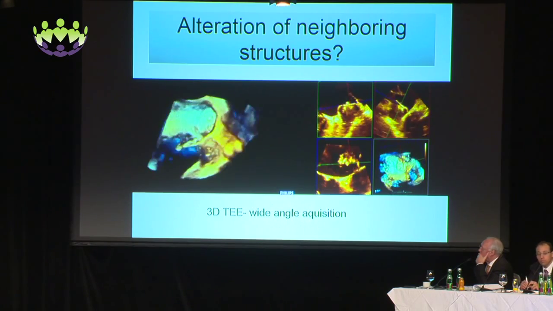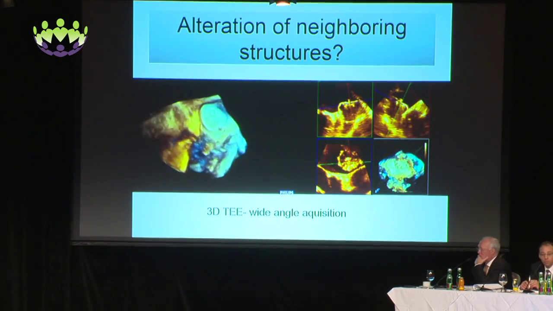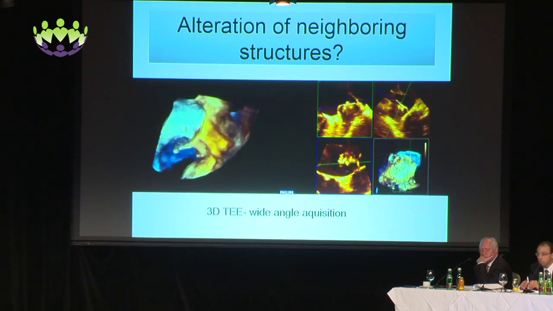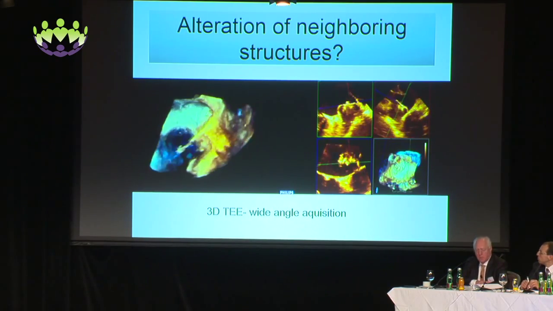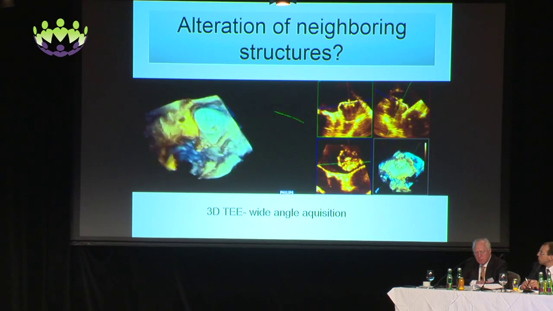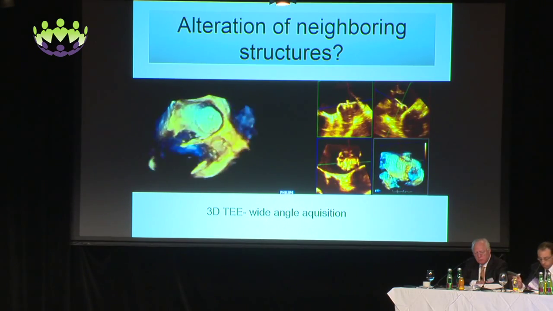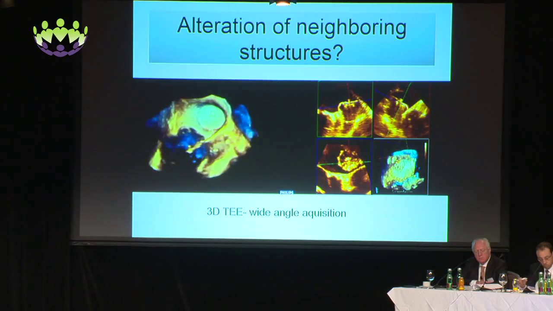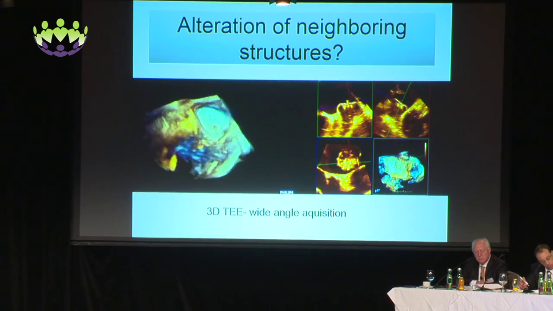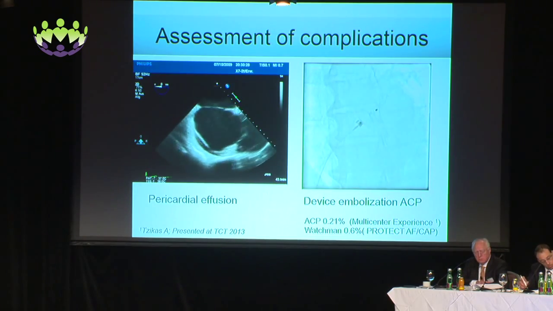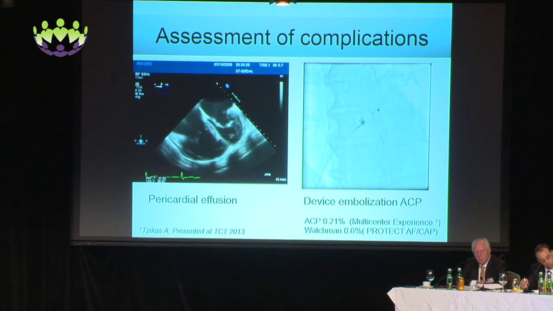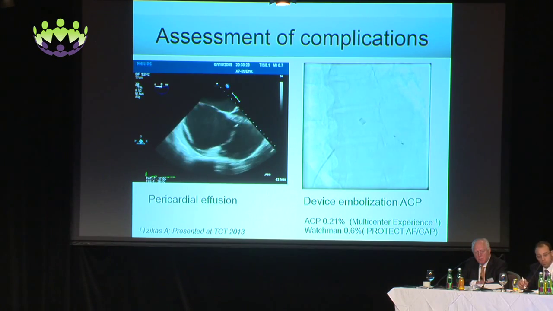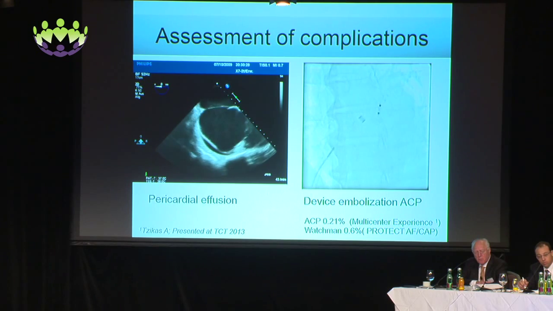To decide if you have any alteration of neighboring structures, we learned that especially the left upper pulmonary vein is a problem, and the mitral valve apparatus could be a problem. So it's easiest to use a 3D wide angle acquisition where you can appreciate the situation very fast and very easily. So then you have to assess for some complications. As we see over here, we can have pericardial effusion, and you can get device embolizations with any of your devices.